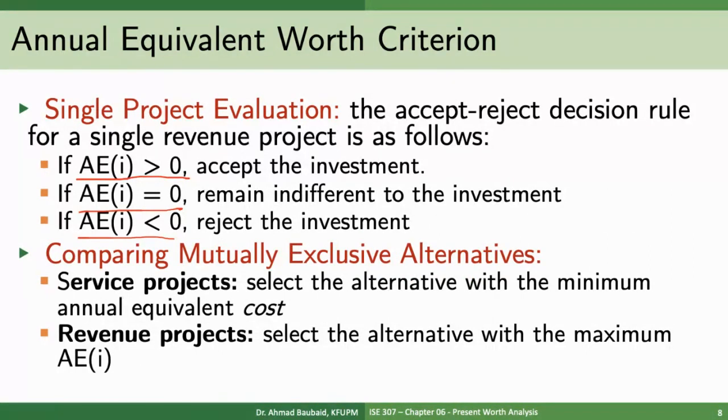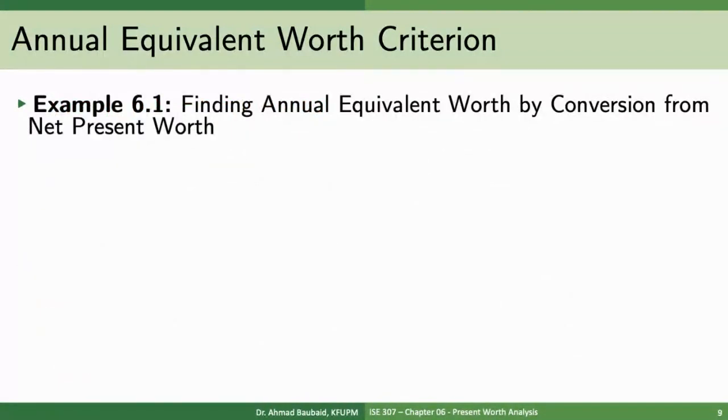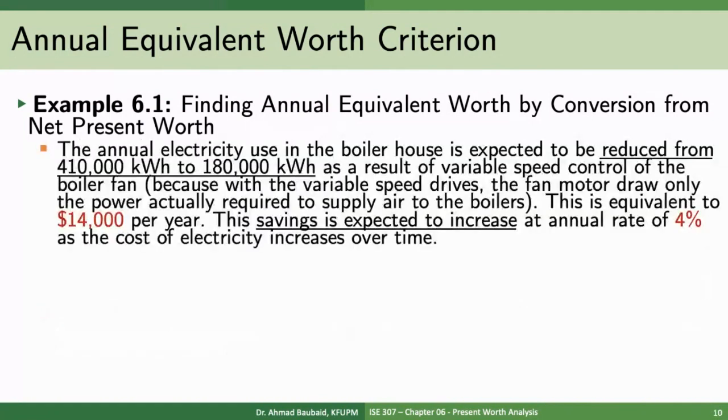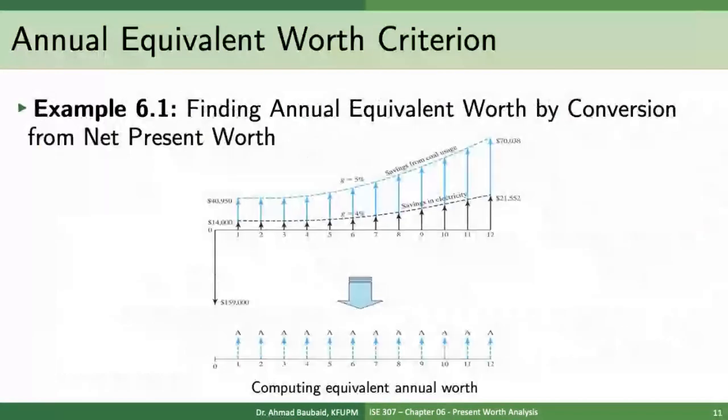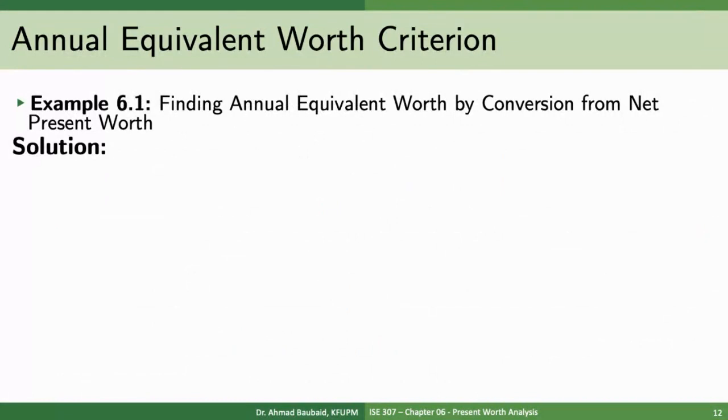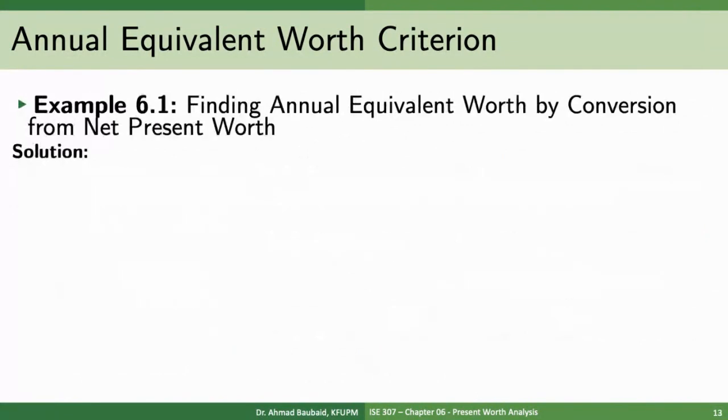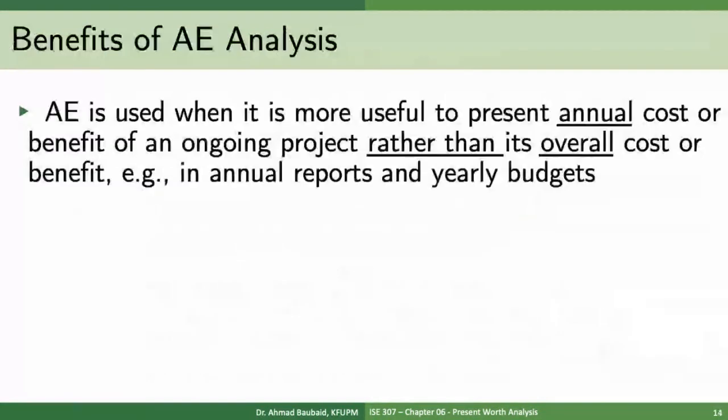And then we're going to talk about comparing mutually exclusive alternatives a little bit later. And here, again, you can find the AE by converting from the net present worth. So you find the net present worth first, and then you convert it into annual. That's one way of doing things. And you can look at the example for more details. This whole thing is just doing that.